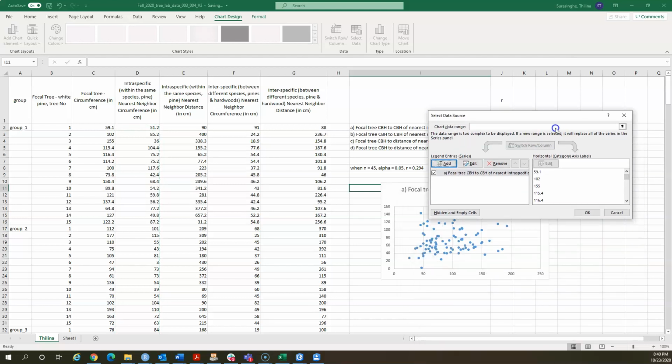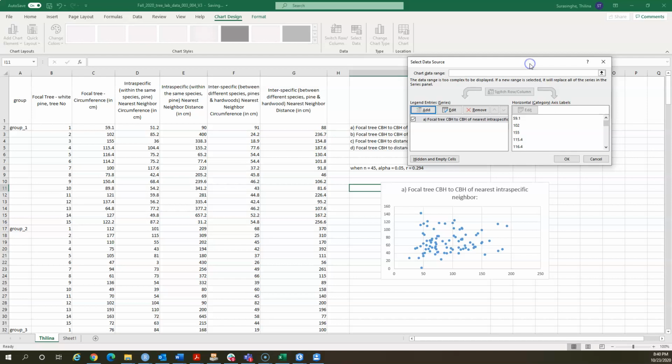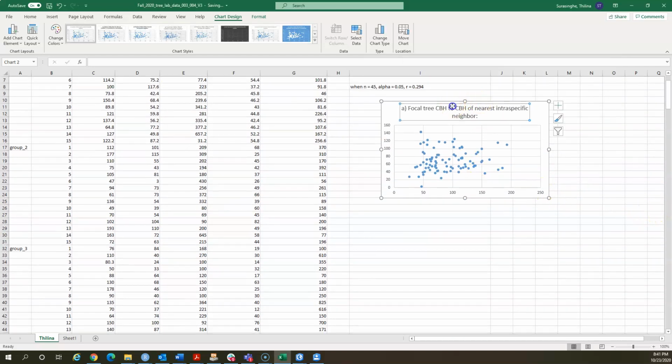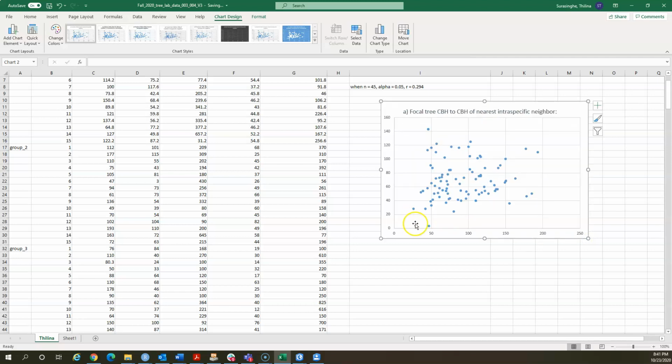Right now, actually I have done that, so you can now click OK. And let's make it a little bit bigger. Still, we kind of see a data cloud over here, and you don't see any pattern in that data cloud. And remember, you have to label your x and y axes. My x-axis was the focal tree CBH.